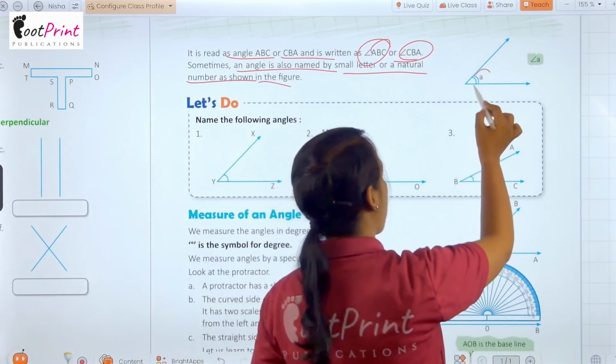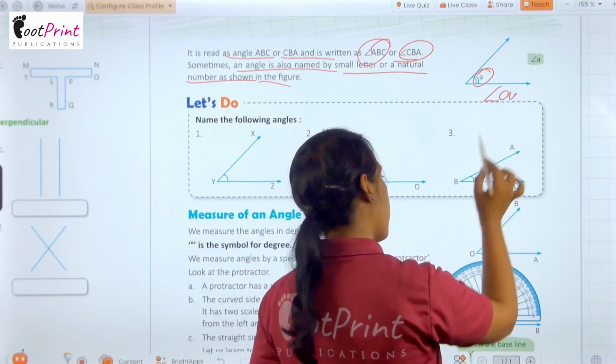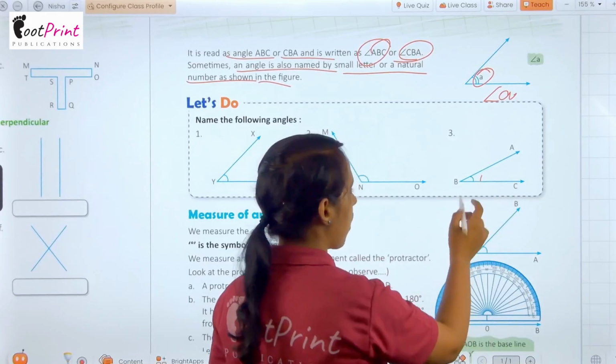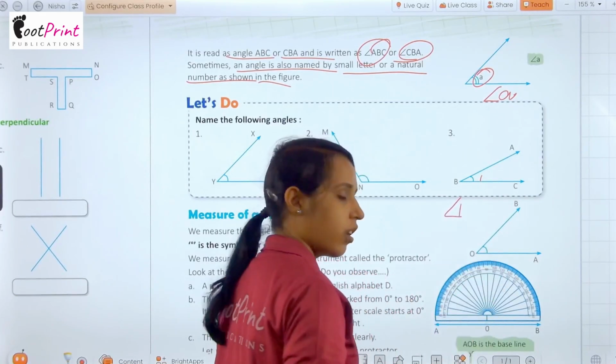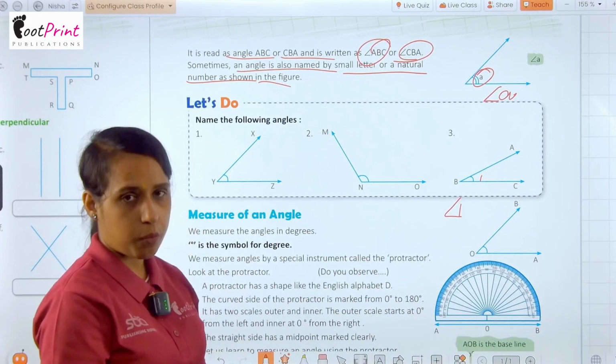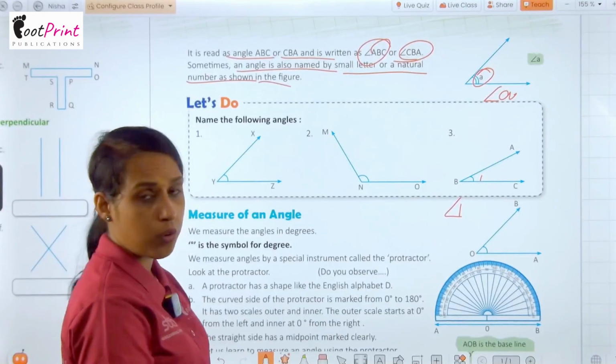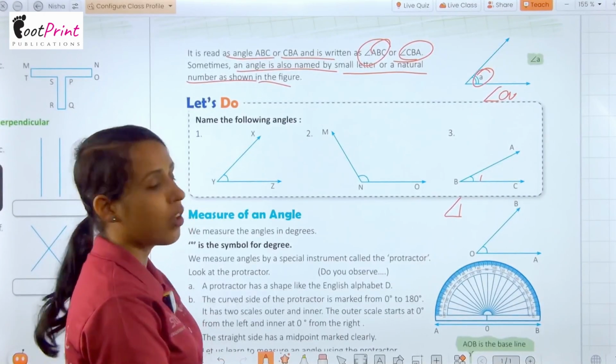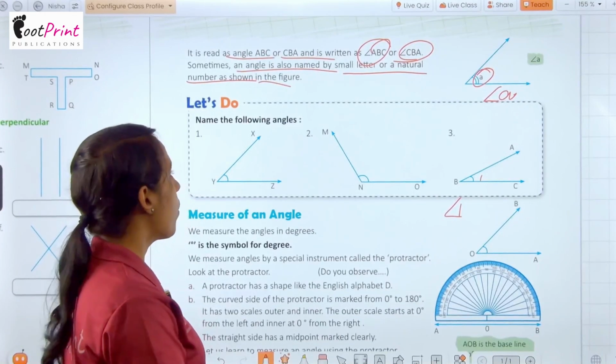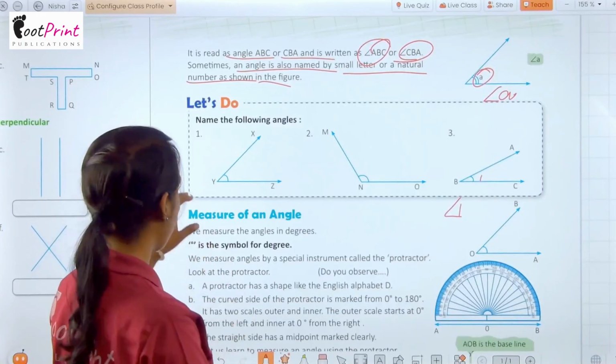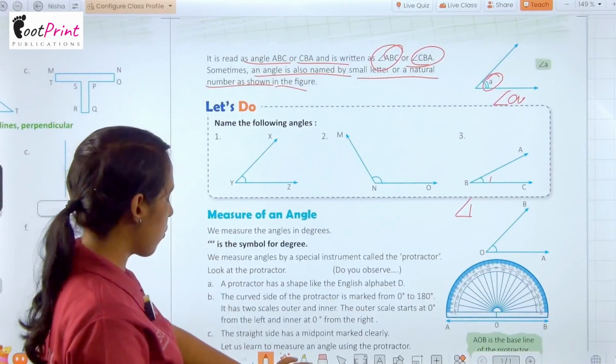If the figure shows it like this, then we can write it as angle A. And here, if it is written 1, we can write angle 1. Okay. So by numbers or small letters, we can also show the name of the angle. Now here let's do an exercise.